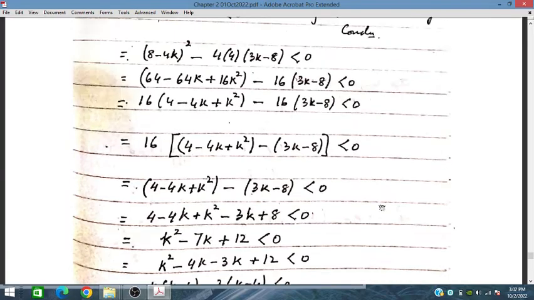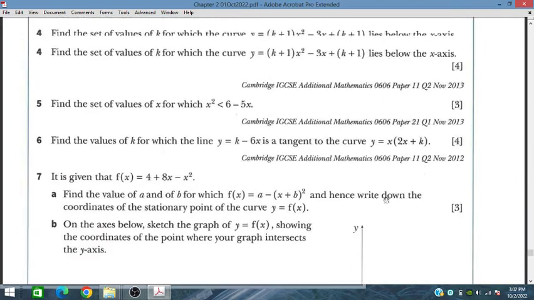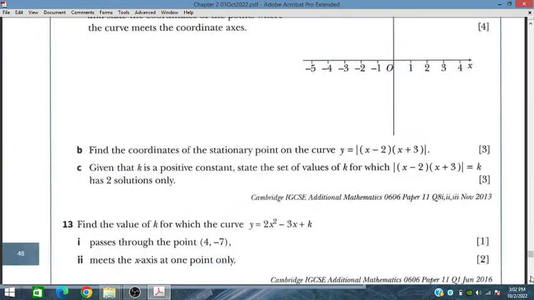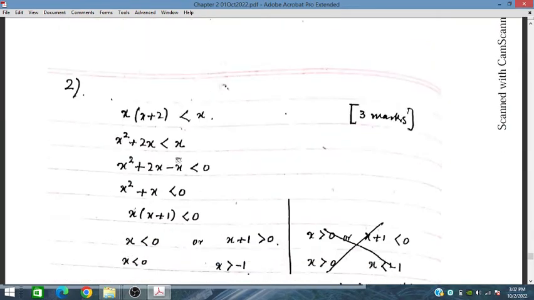Now question number 2. Find the set of values of x for which this condition is satisfied. So this condition is satisfied, we have to solve it. So we write this down, and this condition has to be satisfied. These are inequality problems. So this is the problem. So we have opened it. We can shift it to the right, and these we have to satisfy.